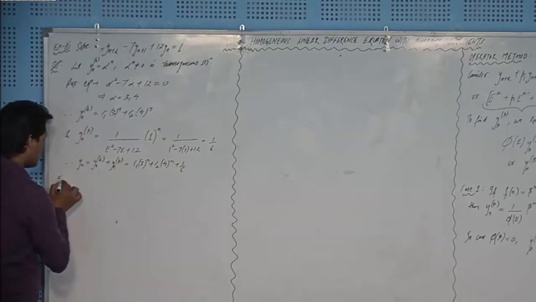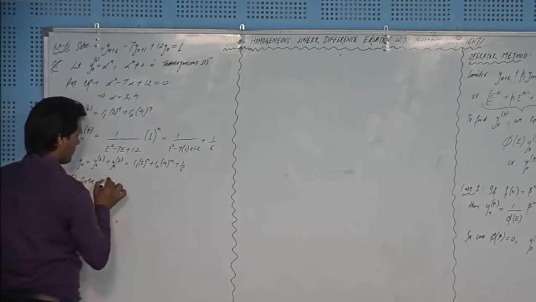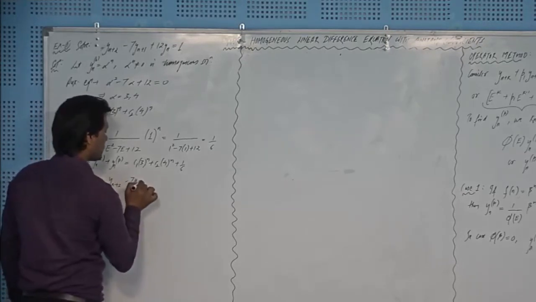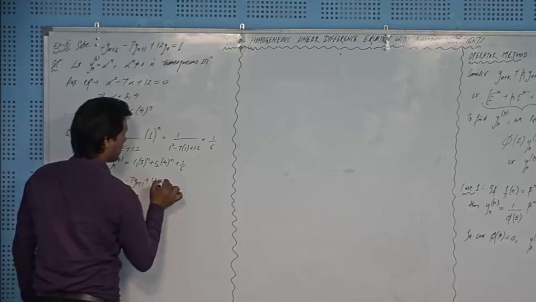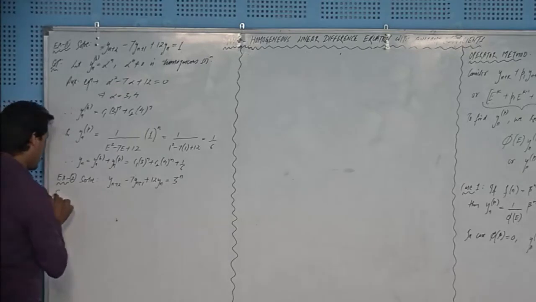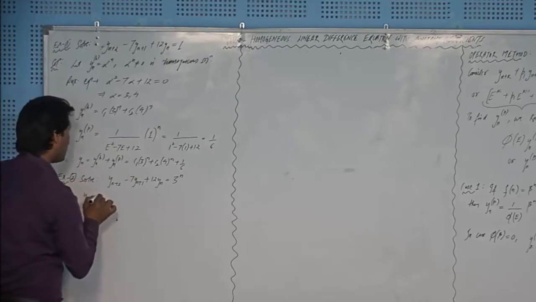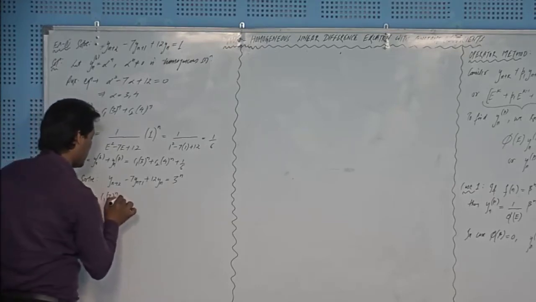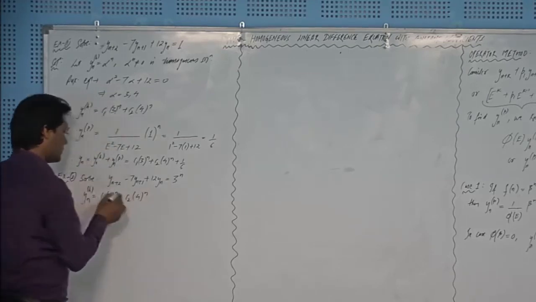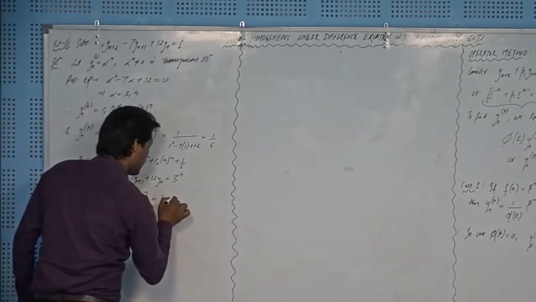Taking another example, example 2: solve y_{n+2} minus 7 y_{n+1} plus 12 y_n equal to 3 to the power n. I take the same left-hand side, so this time I have 3 to the power n on the right-hand side. The left-hand side is the same, so I will write that solution directly: y_n equals C1 3 to the power n plus C2 4 to the power n. It is the homogeneous solution.